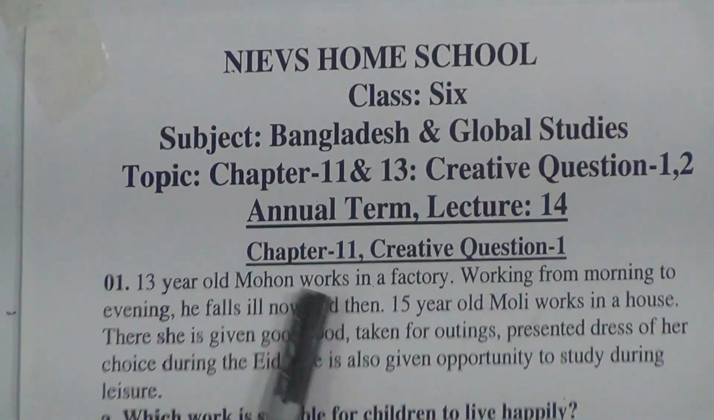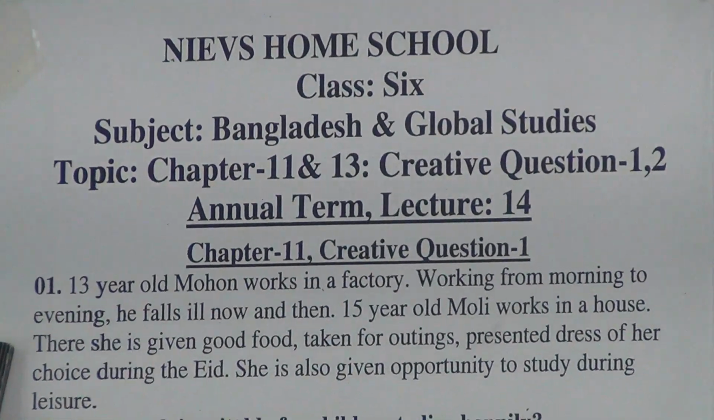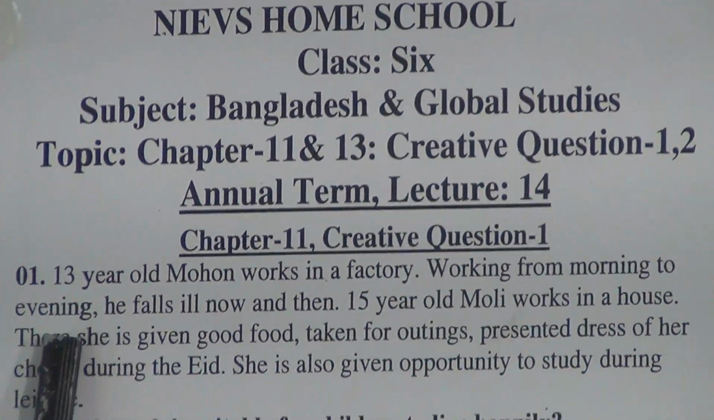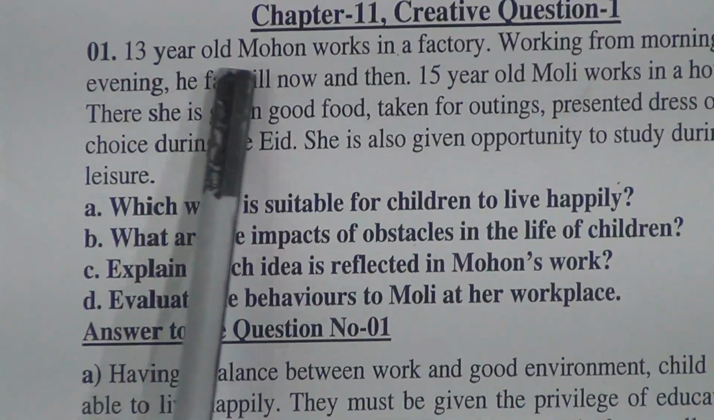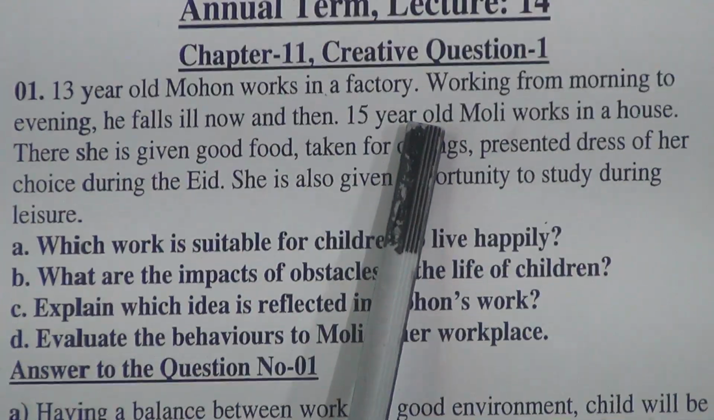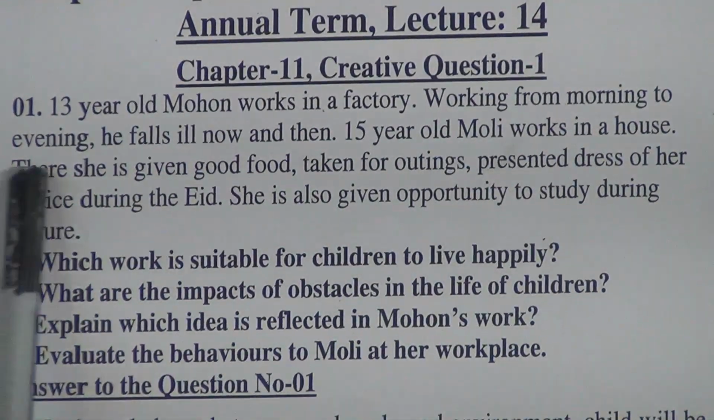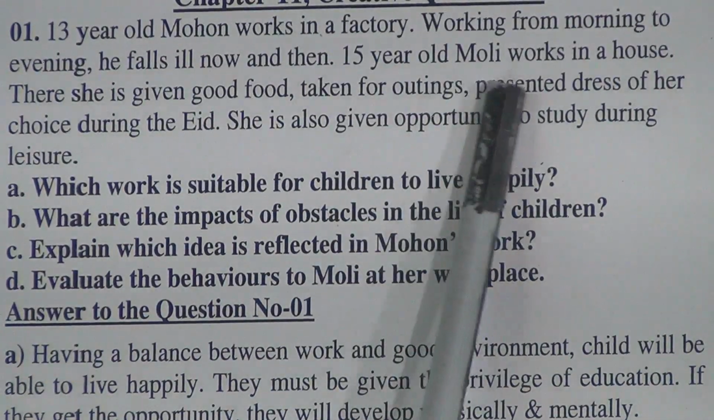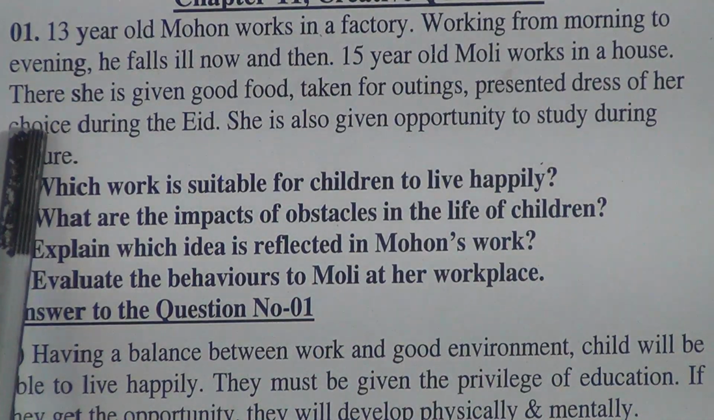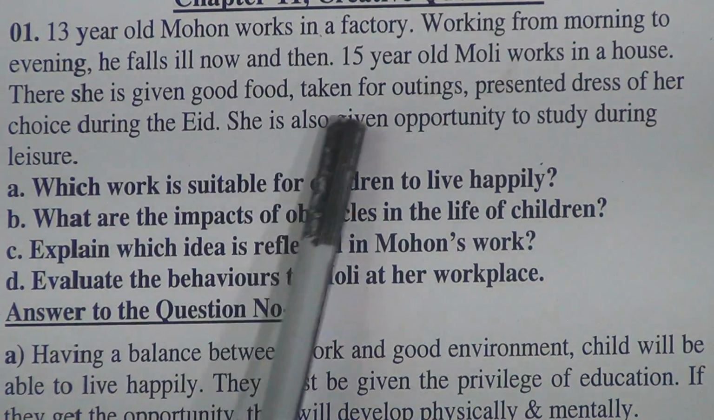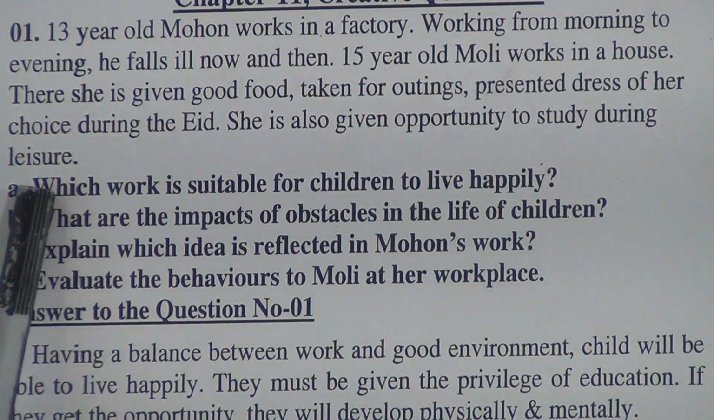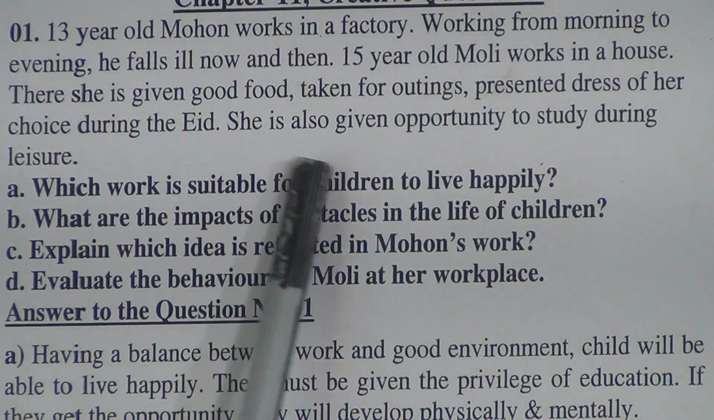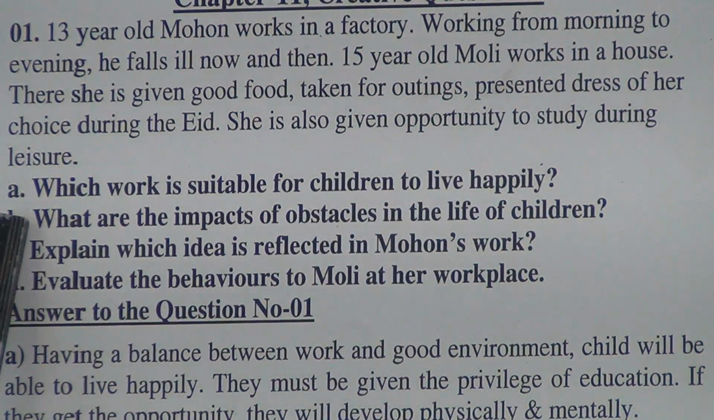So Chapter 11, Creative Question 1. 13-year-old Mohan works in a factory. Working from morning to evening, he falls ill now and then. 15-year-old Molly works in a house. There she is given good food, taken for outing, presented dress of her choice during the Eid. She is also given opportunity to study during leisure.